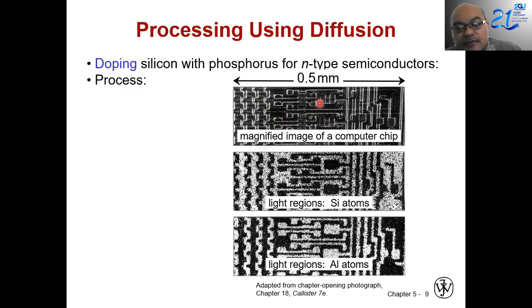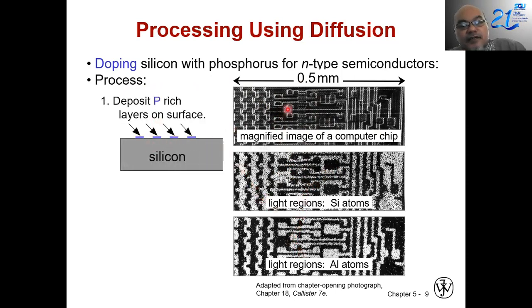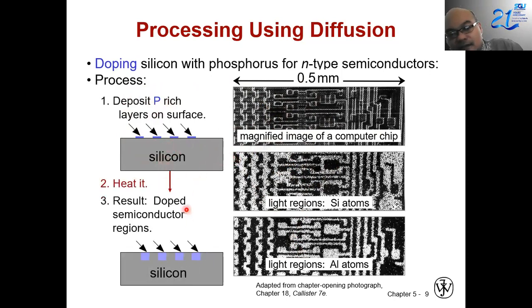So this is an example of a computer chip, basically, with the light region here being silicon, and this is the atom. We can deposit the phosphorus-rich layers on a surface, after which, using thermal annealing or heat, we can make the phosphorus on the surface diffuse into the depth of the silicon. The depth will depend on the thickness of the P-rich layer on the surface, the temperature, as well as the time duration.